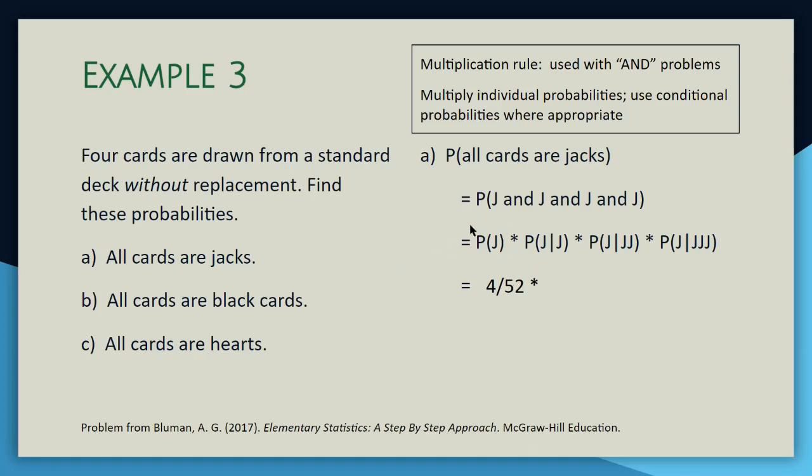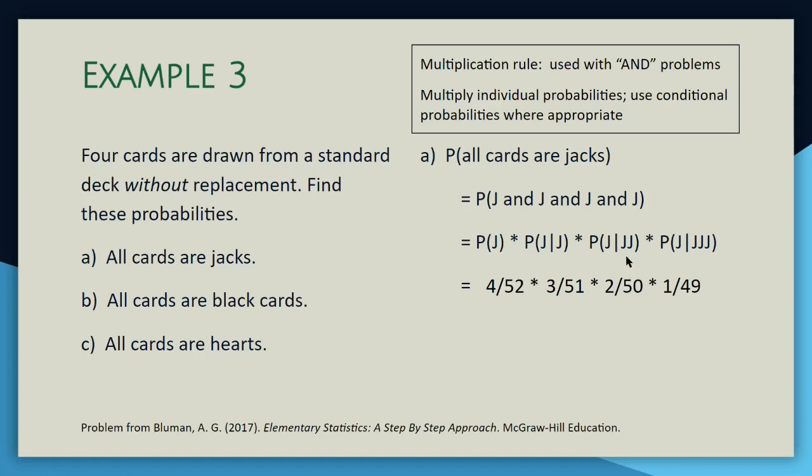So the probability of getting a jack with a fresh deck of cards is 4 out of 52, 4 jacks in the deck. For that second draw, I know that I've removed one of the jacks. There's only 3 jacks left and 51 cards. For my third draw, I know I've removed 2 jacks and 2 cards from the deck. So 2 out of 50. And that pattern continues. By the time I get to that last jack, I've removed 3. There's only 1 left out of 49 cards.